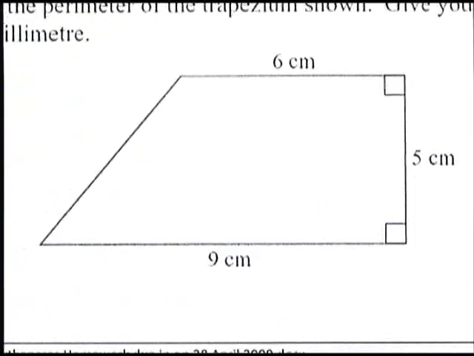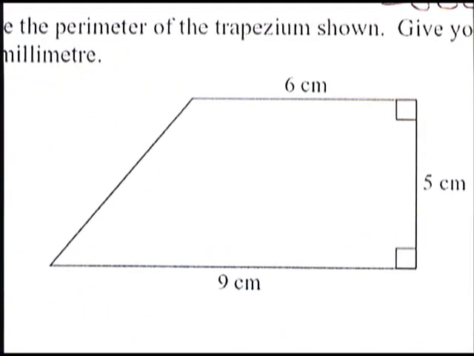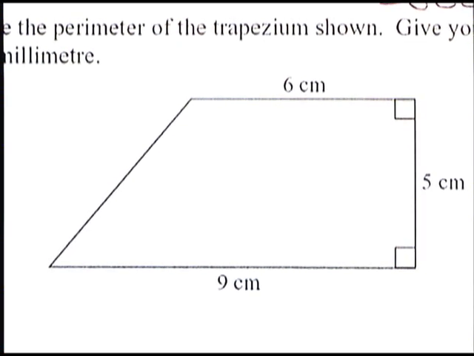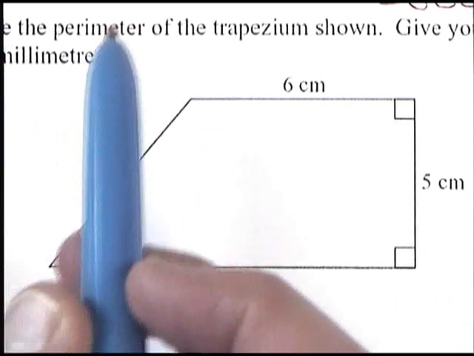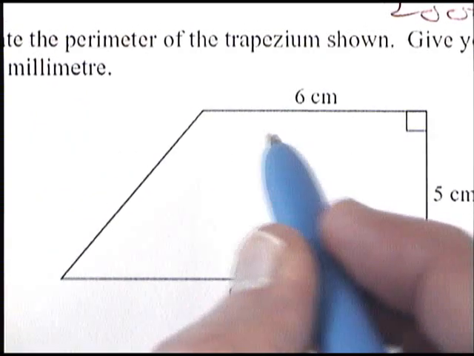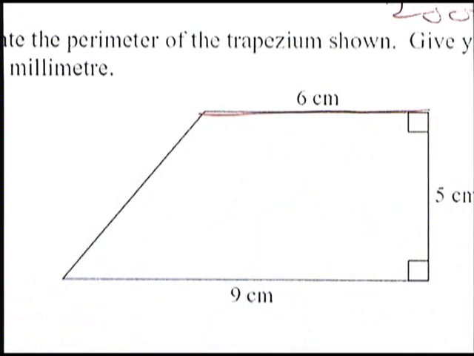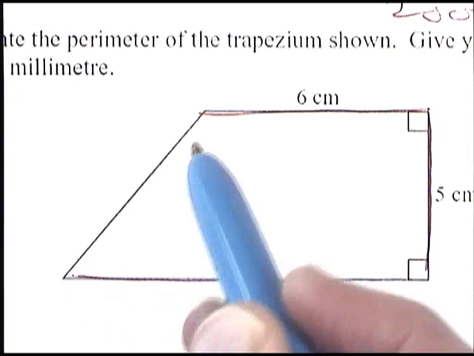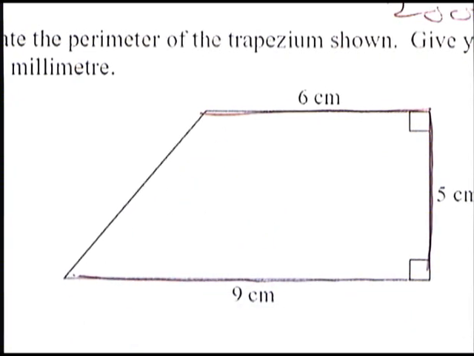The last question I know caused some people problems because they've already spoken to me about it. So, the last question. They're asking you for the perimeter. The perimeter is the distance all the way round. So that will be that 6 plus that 5 plus that 9 plus this distance over here. And that's the hard part.